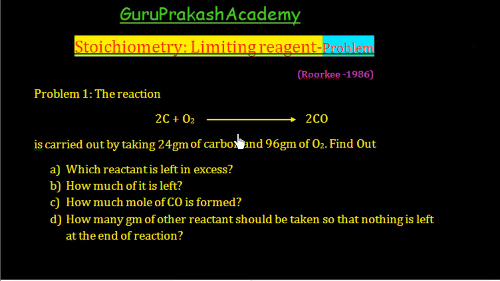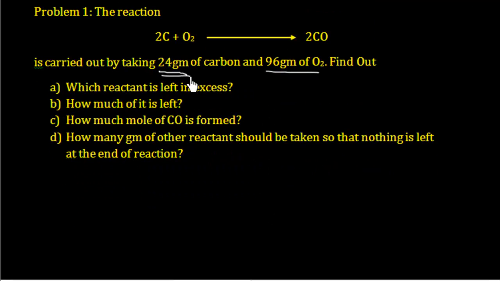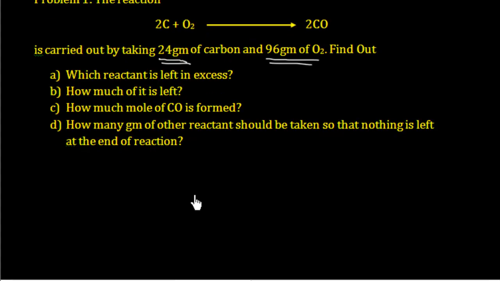Now this problem covers the concept of limiting reagent. The question says the reaction 2 carbon plus oxygen gives you 2 carbon monoxide, and this reaction is carried out by taking 24 gram of carbon and 96 gram of oxygen. Once two reactants are given, reactant carbon and reactant oxygen, this is a problem of limiting reagent.